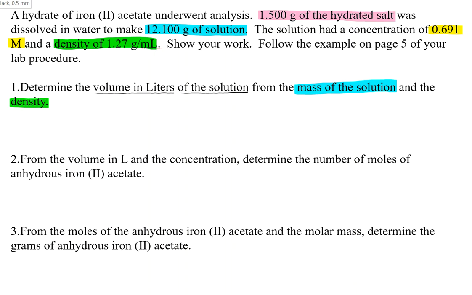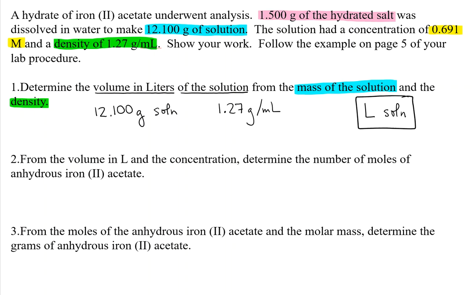Okay, so we want our answer to be in terms of volume in liters. And we want to go from the mass of the solution and the density. So I'm going to write this down again. You guys can figure this out. You have 12.10 grams of the solution. And you know that the density of the solution is 1.27 grams per milliliter. Use dimensional analysis to get your answer in terms of liters of solution. Okay? Now go on to number 2.